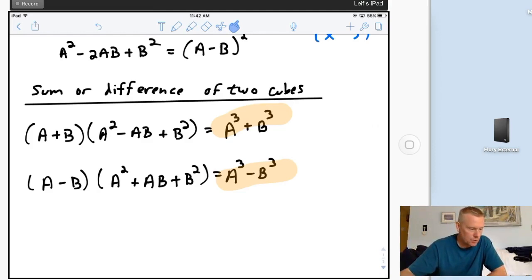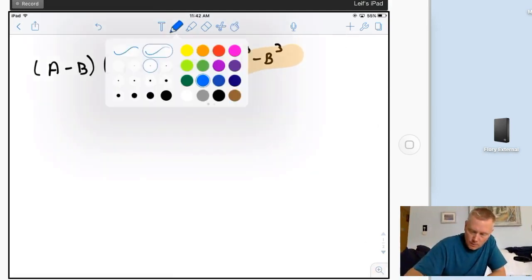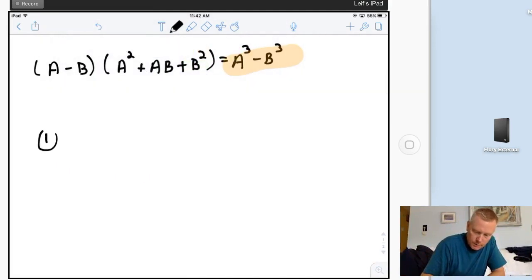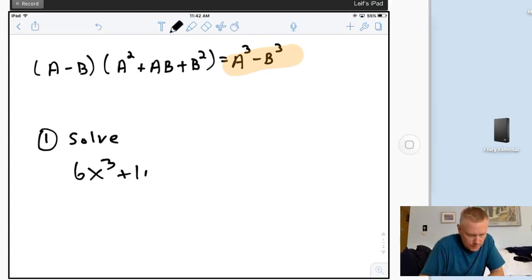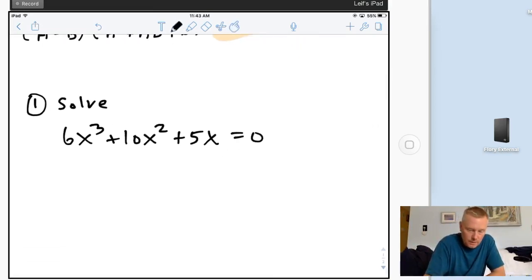I'm going to jump right in with some problems here. Number one. Big fancy directions like solve. I got 6x to the third plus 10x squared plus 5x equals 0. Okay, so when I start, I want to make sure I have equals 0. In this case, it already is set up that way.